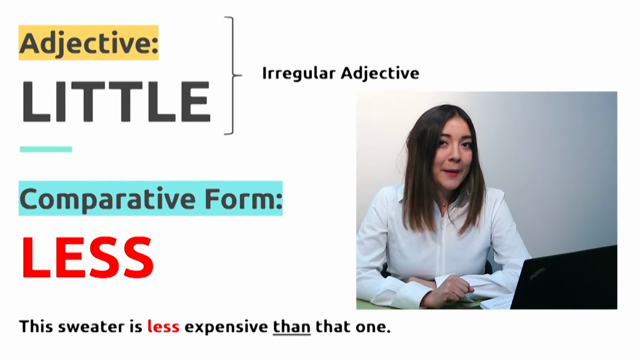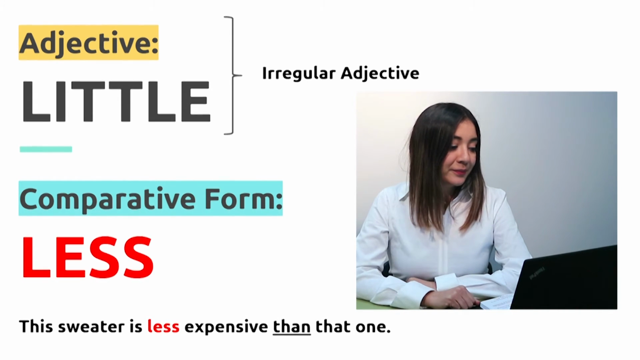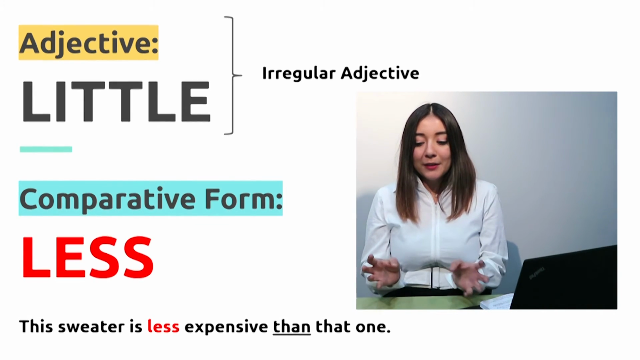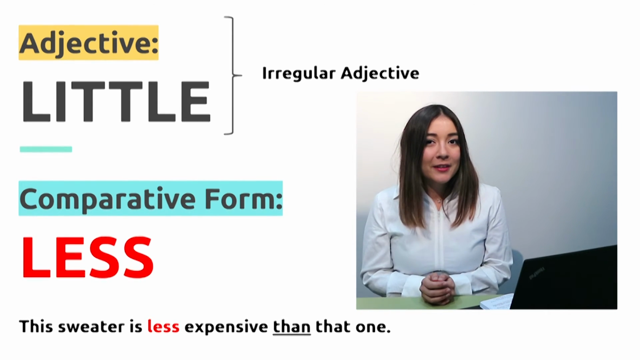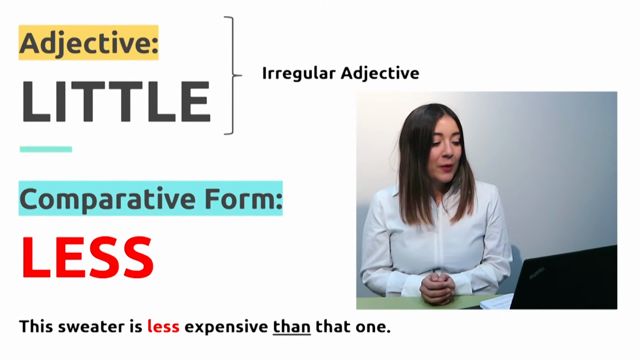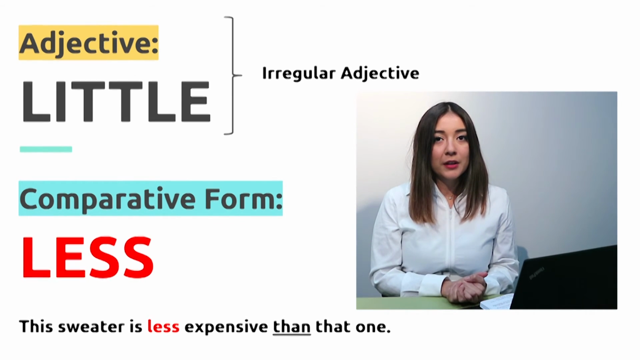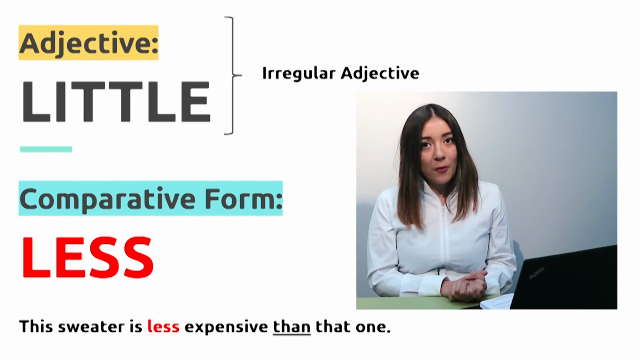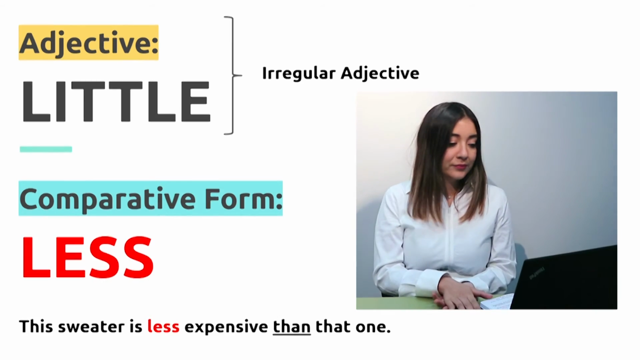Let's look at one more example. Let's look at the irregular adjective little. When we want to compare two little things, we don't say littler or littlest. We change the form completely of the root word. This sweater is less expensive than that one. So little changes to less.